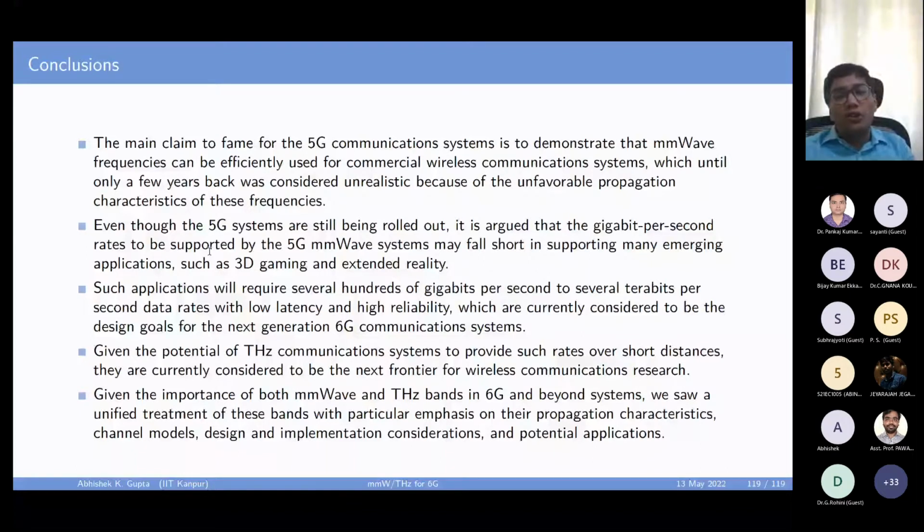So in this talk, we talked about the importance of these millimeter wave and terahertz bands. We looked at their propagation characteristics, channel models, and how these propagation characteristics affect the design considerations and implications of these systems. We also looked at some potential applications for 6G and beyond for this network.